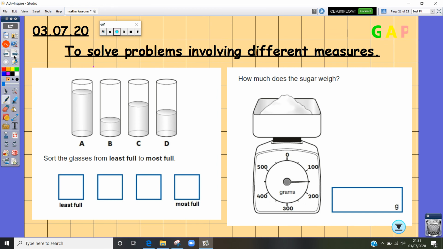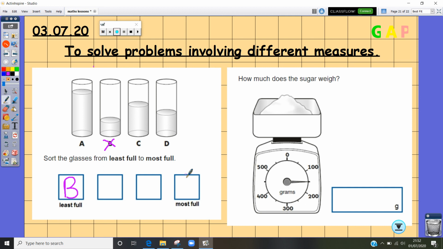So it says sort the glasses from the least full to the most full. So we need to look at the capacity of each of these glasses and work out which is least full or the smallest amount and which is the most. So looking at these, I know that the least is B. So I'm going to put that in first. And remember, cross it off once you've used it and then you don't have to think about it ever again.